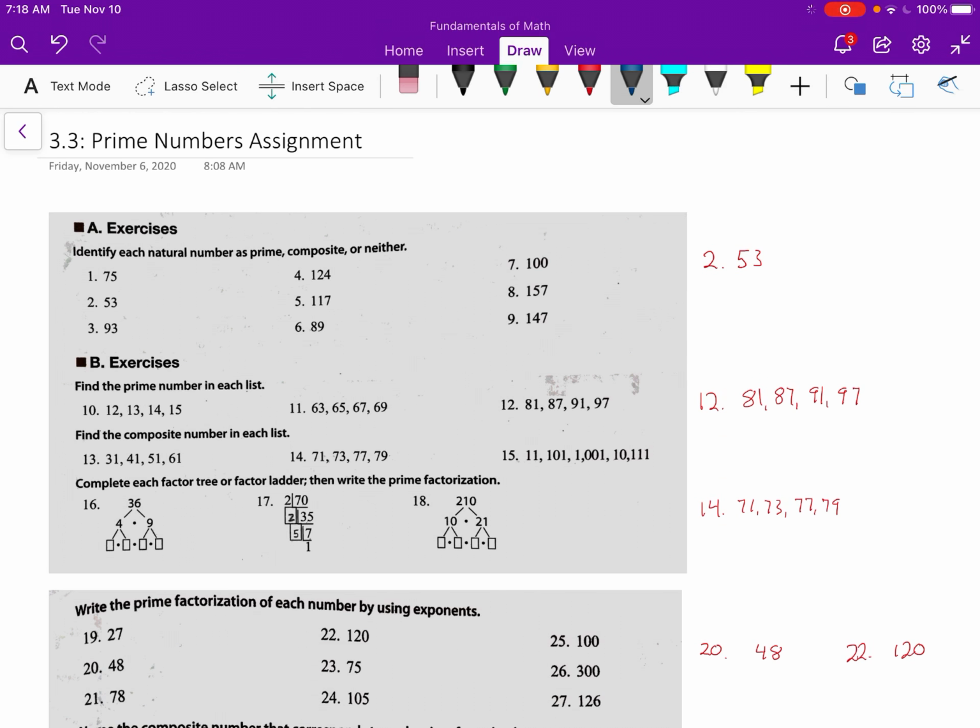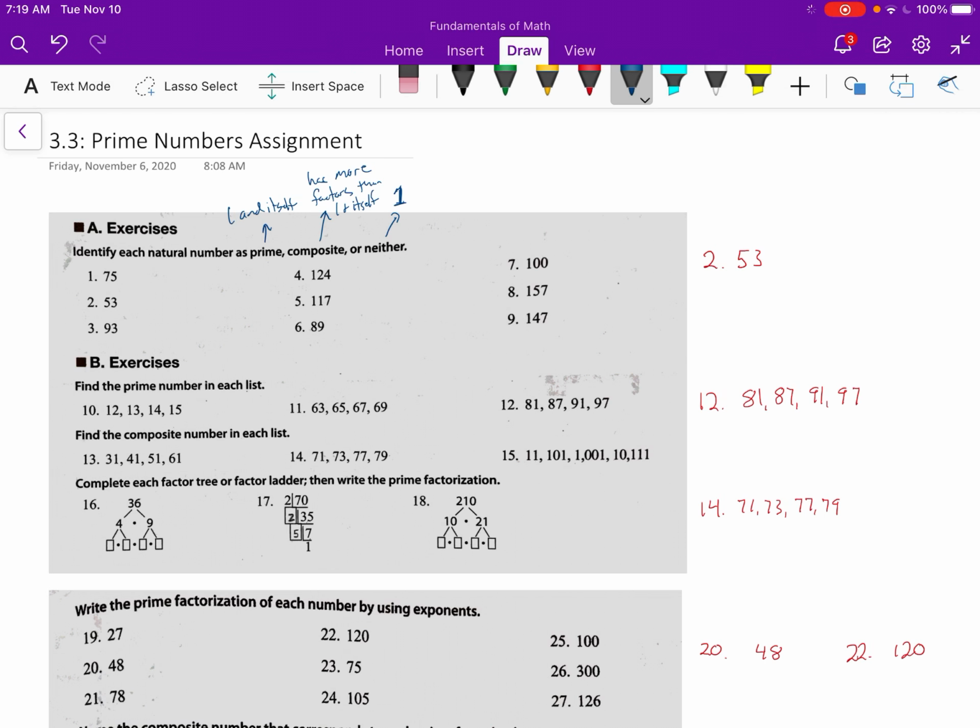In the first set, it says identify each natural number as prime, composite, or neither. Prime means its only factors are 1 and itself. Neither just means the number 1. The only natural number that is neither is 1. And composite has more factors than 1 and itself. If we ever see anything that has more than 1 factor, then we automatically know it's composite. So they don't really have to take a lot of time in those cases.